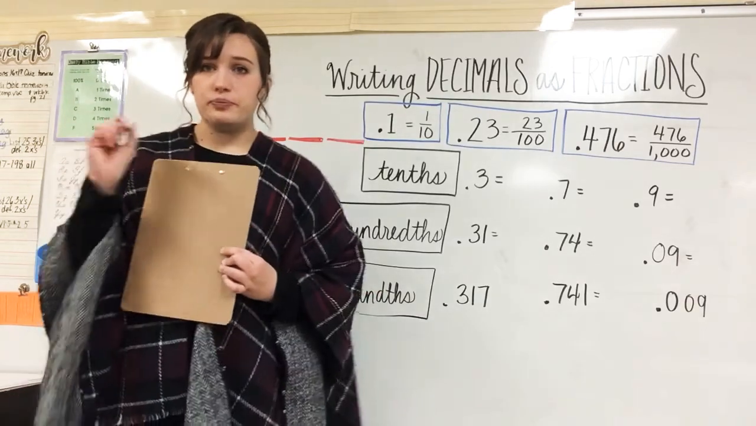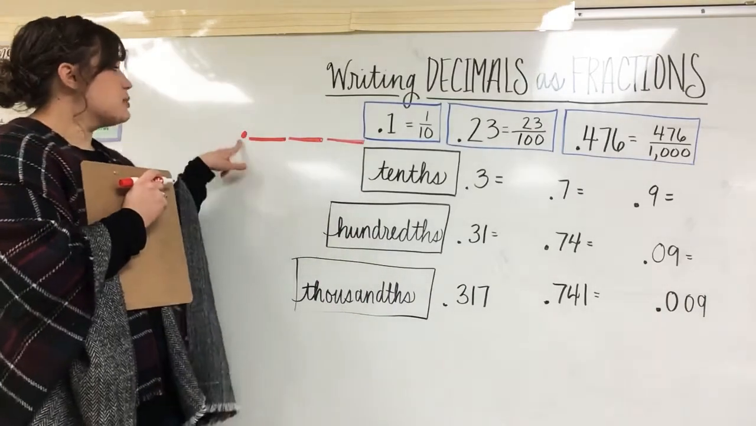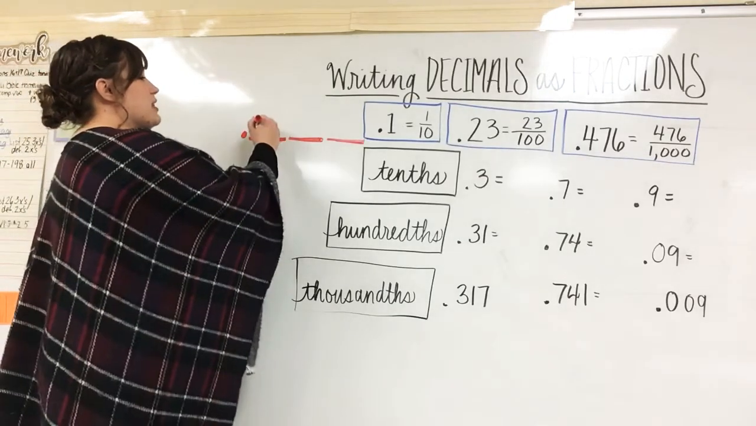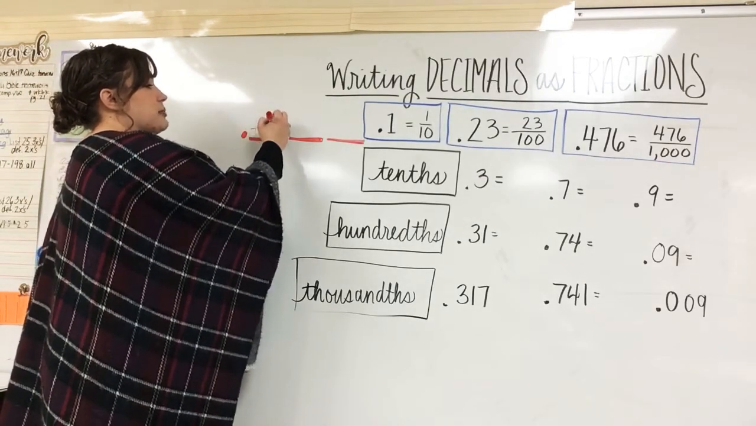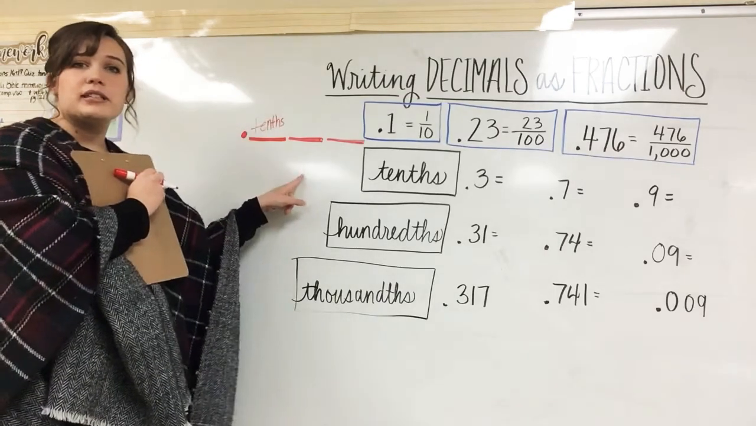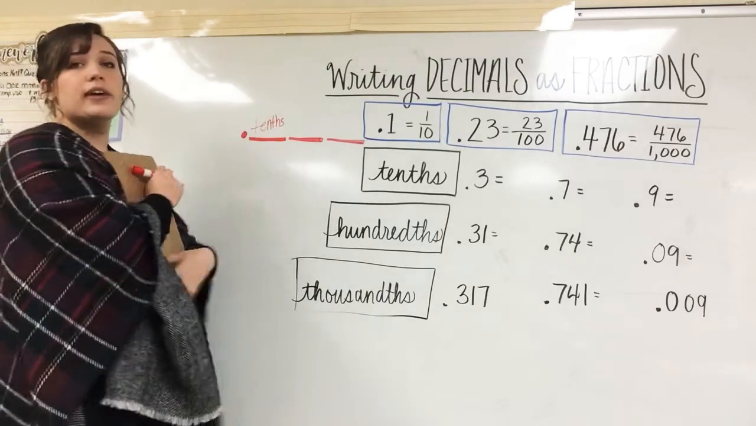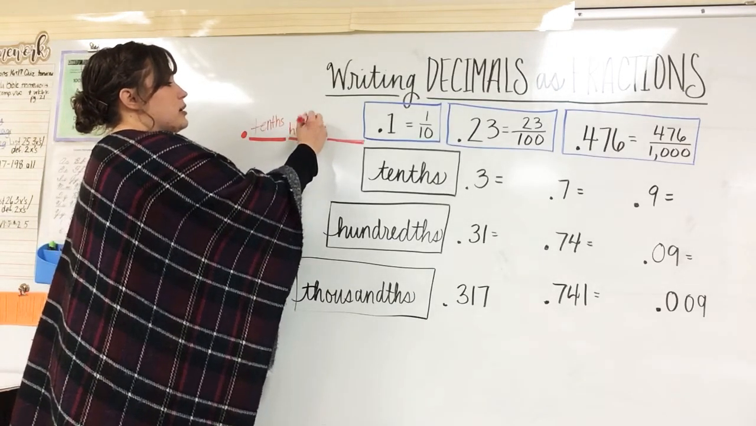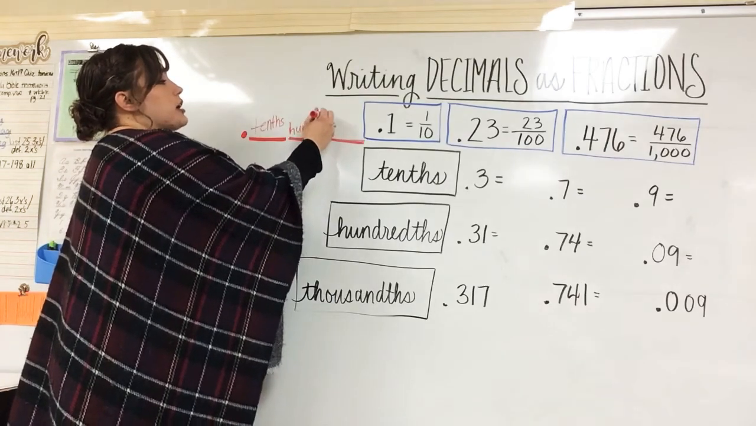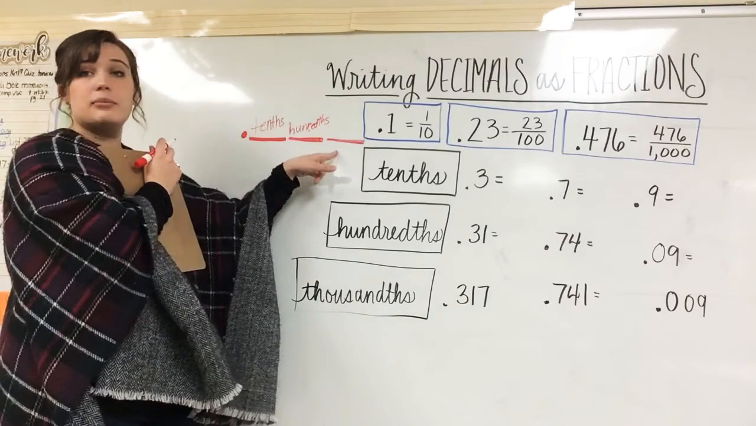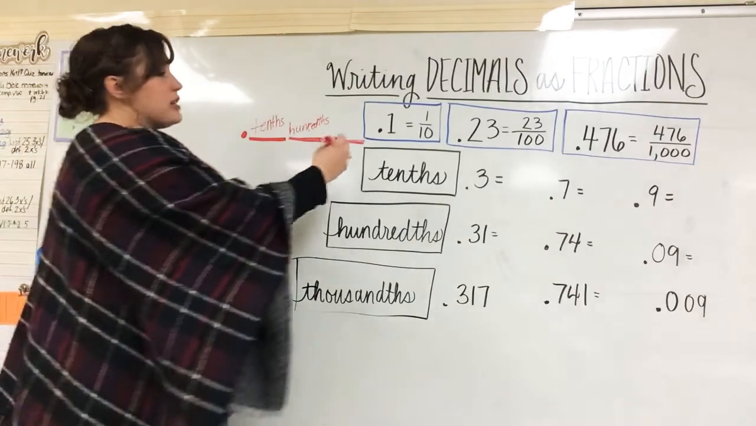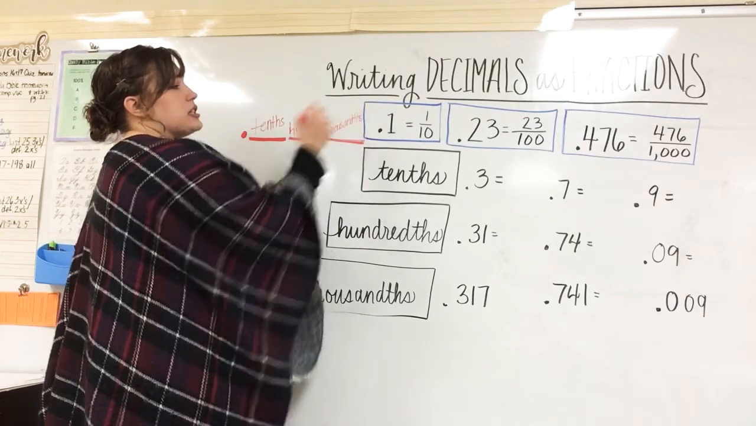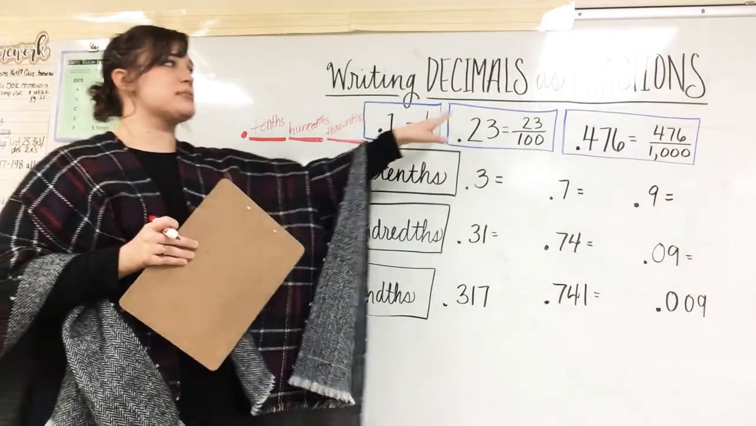So let's do a little review before we begin. We have our decimal point over here. What is the first place to the right of the decimal point? The tenths place. Okay, the tenths place. What is 2 places to the right, or 2 places over? 1, 2. It's the hundredths place. That is correct. Hundredths. Okay. And then 1, 2, 3 places over is going to be the thousandths place. Remember, that's thousand with a THS at the end. Good. So writing decimals as fractions.